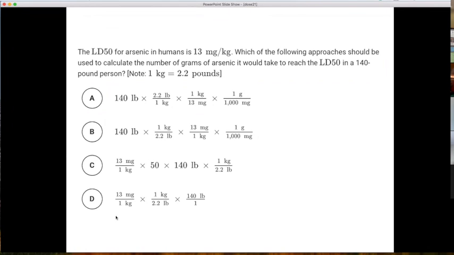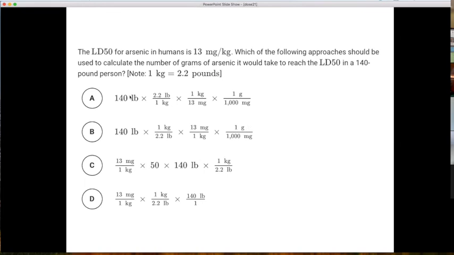Look at choice D. It doesn't even have grams. It's not that one. Look at choice C. It doesn't have grams. I don't want that one. Okay, those two are gone. I've now narrowed it down to 2. Here we see, oh, I've got grams at the end. That's what I'm looking for. But choice B has that as well.